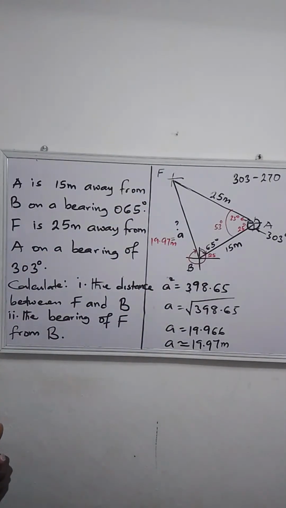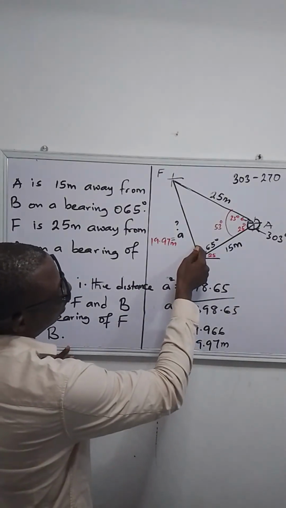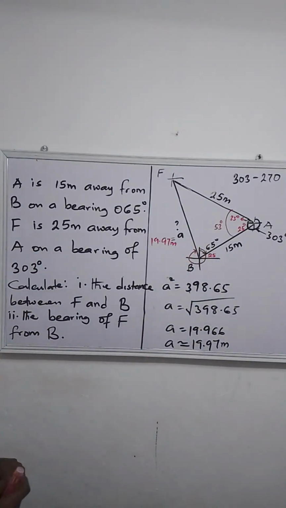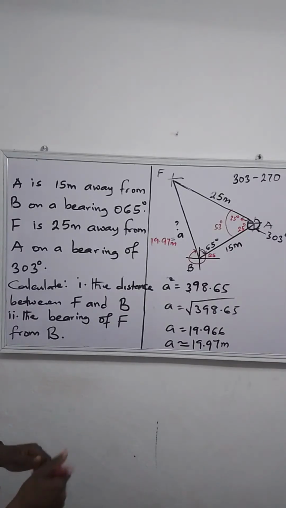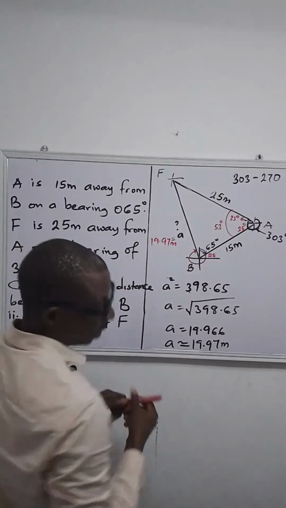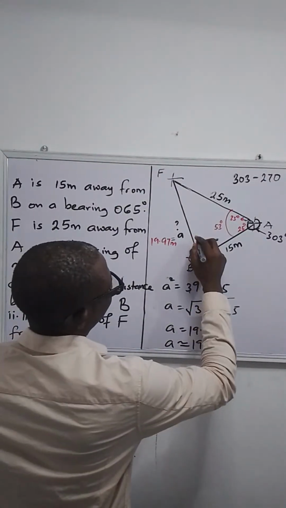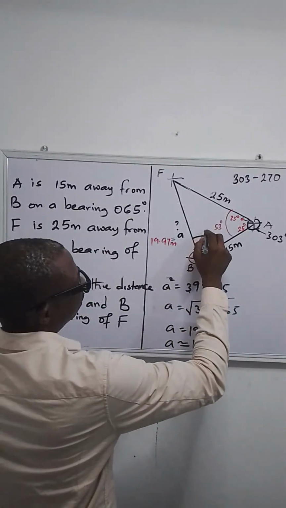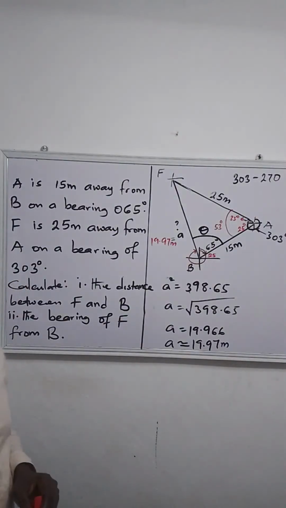So how do we get that? If you get this small angle here, we take it away from 360. So that gives us the bearing. So now what we are going to do is find the angle here. Let's call it theta. So let's get the angle there. That's the first thing we're going to do.